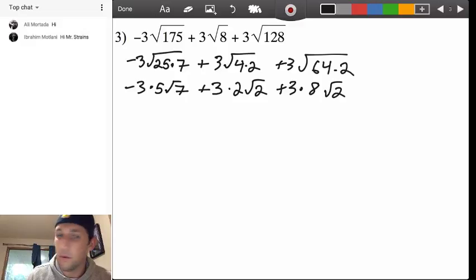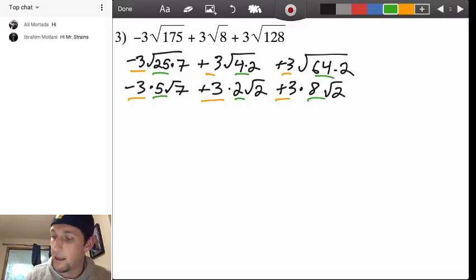Guys, I'm trying to do a good job of lining things up in case you're forgetting where things come from. So look, there's all my outside numbers. Those are all still there. There's all my perfect squares. All I did is actually take the square root. And then there's the stuff that I wasn't able to take the square root of.